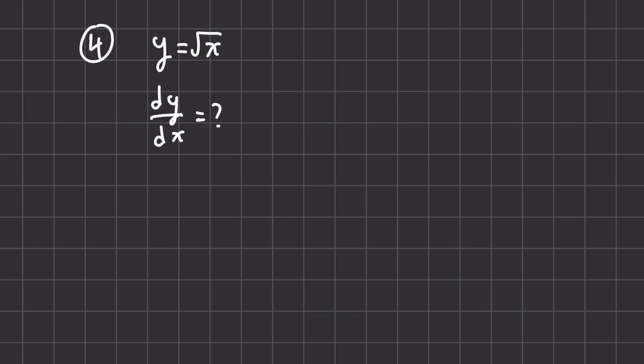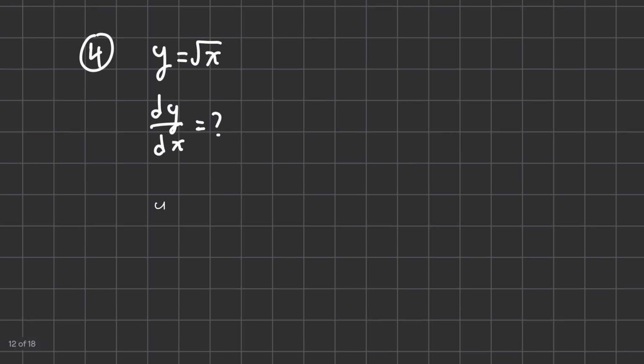Here is the fourth problem. y is equal to square root of x, and we're trying to look for the derivative of y. So we've done power rule before. What you have to notice about this is that we can actually rewrite root x as x to the power of 1 over 2. And now if you just take the derivative of both sides, you get dy dx is equal to the derivative of x to the power of 1 over 2.